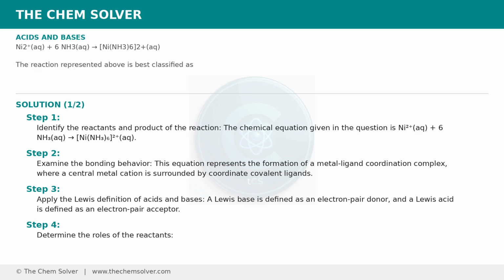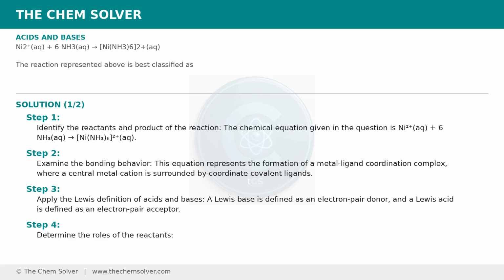Identify the reactants and product of the reaction. The chemical equation given in the question is Ni²⁺ + 6 NH3 gives [Ni(NH3)6]²⁺. Examine the bonding behavior. This equation represents the formation of a metal-ligand coordination complex, where a central metal cation is surrounded by coordinate covalent ligands.